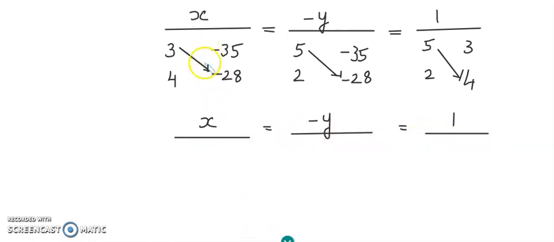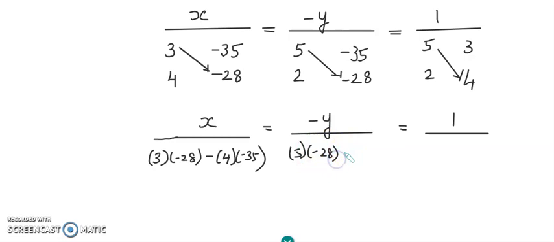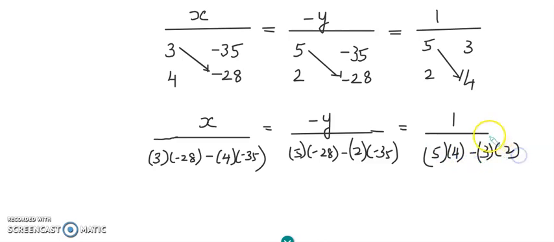Now, which two numbers are going to get multiplied? These two first. So it's 3 times minus 28. As per the formula, there has to be a minus, and then 4 times minus 35. Next, below minus y, 5 times minus 28, negative, and 2 times minus 35. Now below 1, 5 times 4 minus 3 times 2. This formula, the minus is there in the formula.